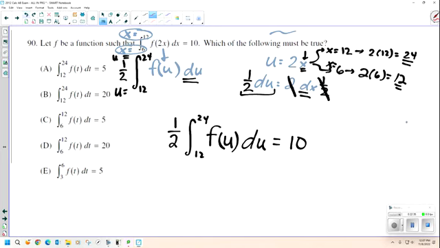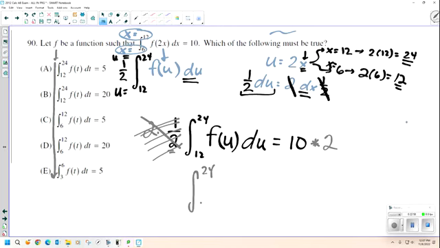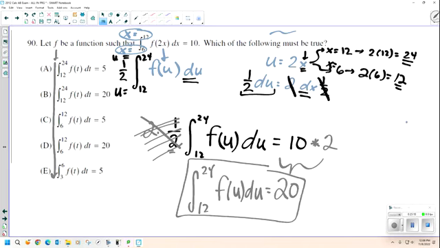But what you should notice, my friends, is that none of these integrals have a constant in front of them. So I need to get rid of this 1/2 by multiplying it by 2. What I do to one side of the equal sign, I need to do to the other. So now I have my integration from 12 to 24 of f of u du equals 20. And this is definitely there. That is definitely choice B.